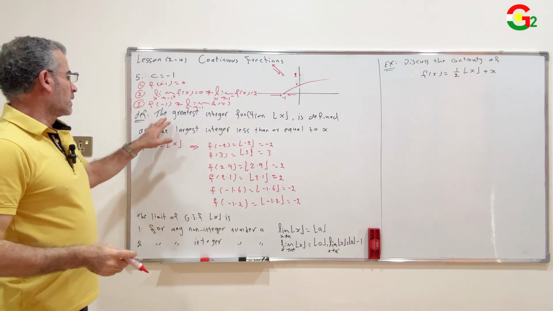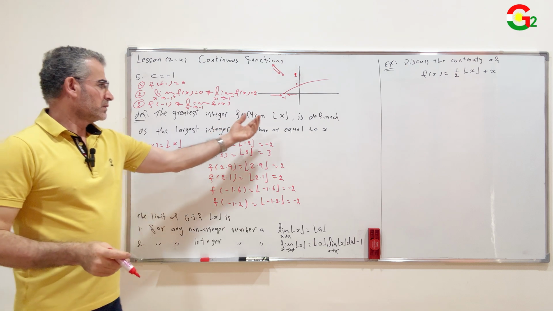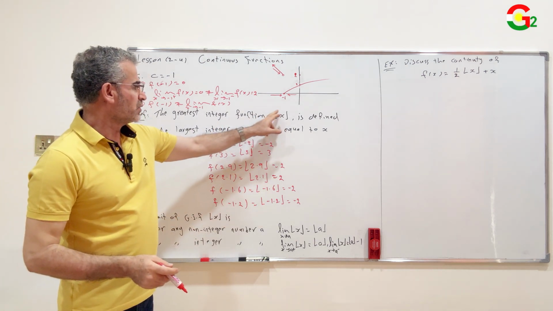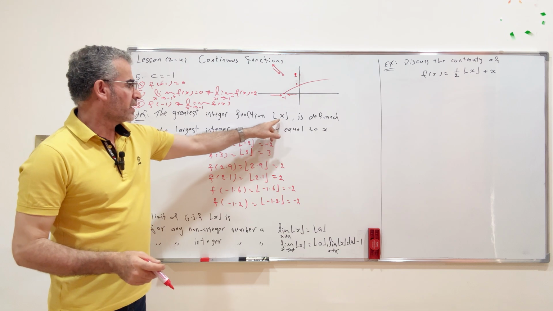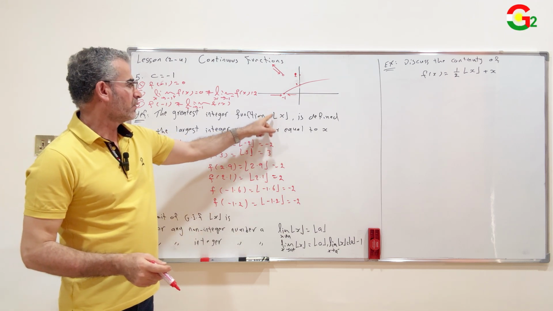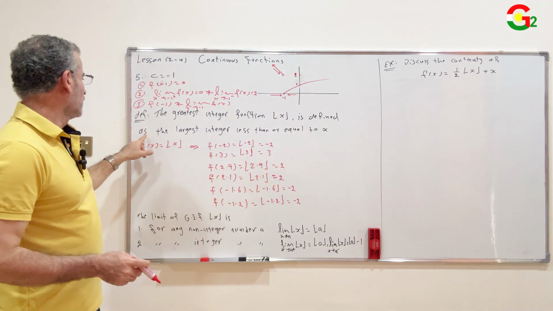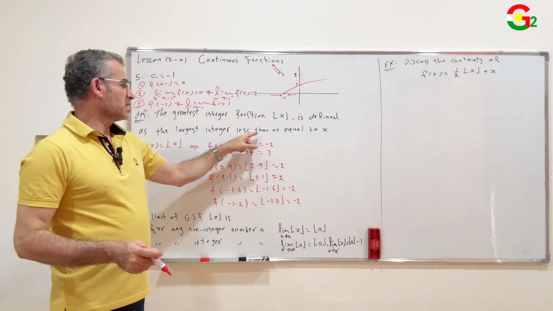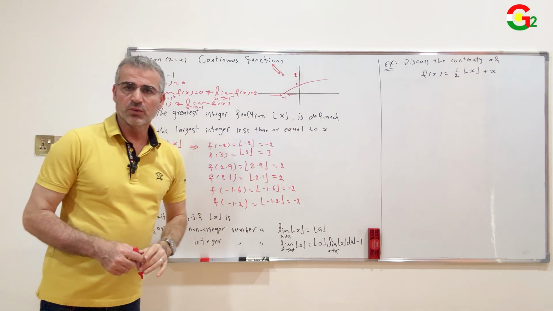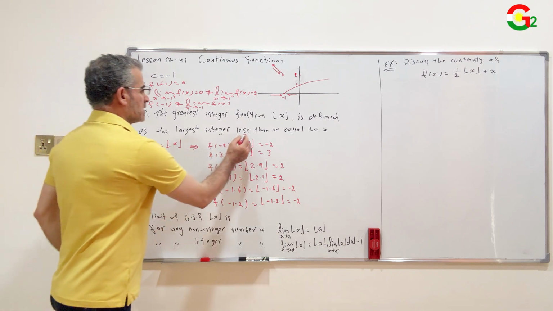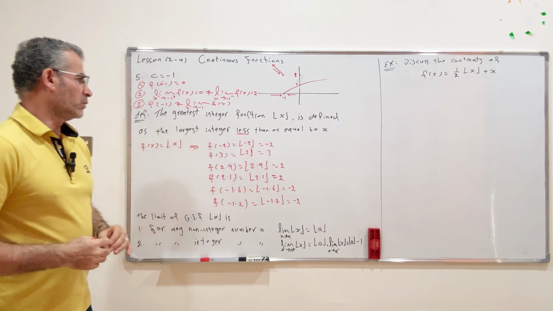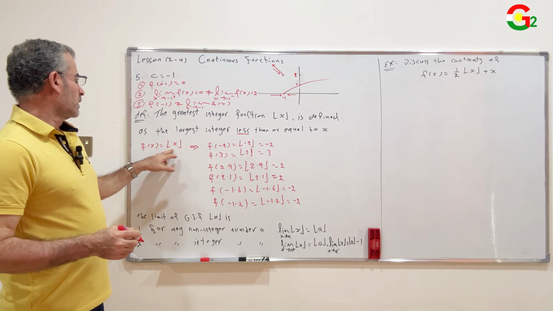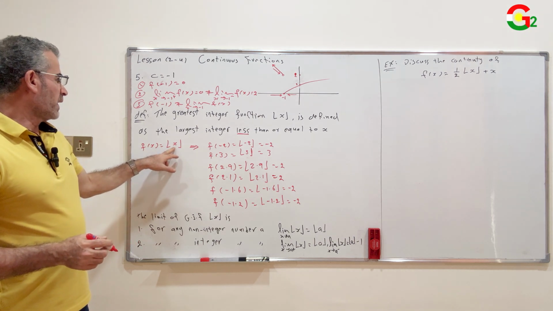Definition. The greatest integer function, symbolized by x between two brackets, is defined as the largest integer less than or equal to x. For example, f of x equals greatest integer of x.